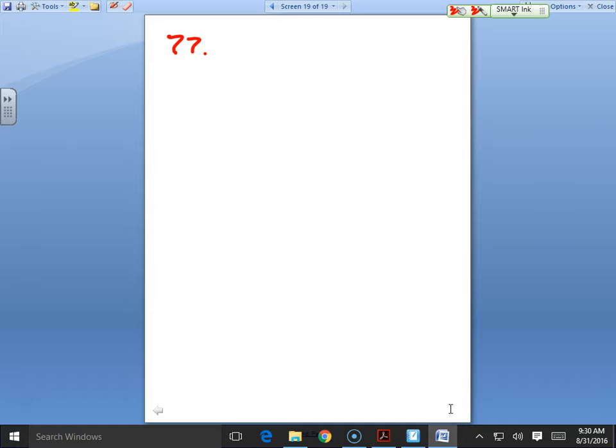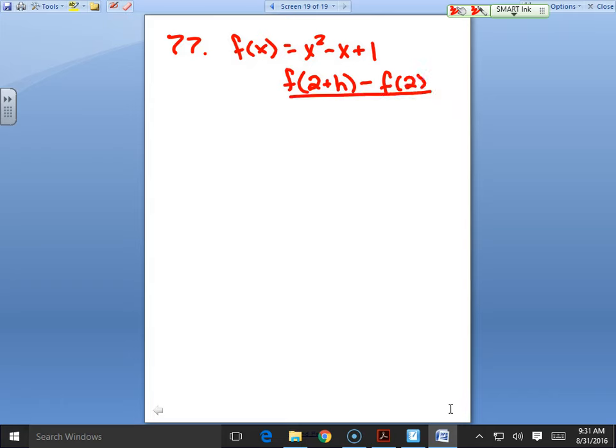Sweet. We're trying to find a difference quotient. That looks a little funny, doesn't it? What's my f of x? x squared minus x plus 1. Okay, what am I trying to find? f of 2 plus h minus f of 2, over h, with h not equal to 0.